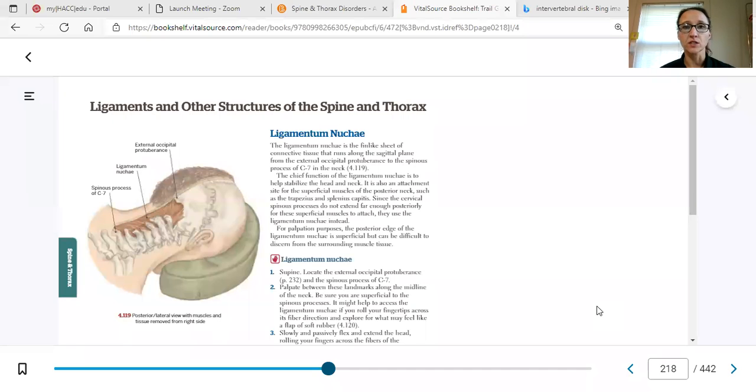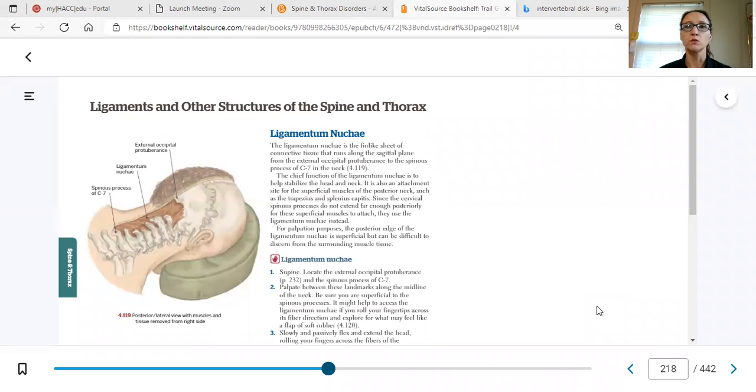Hi everyone. This video is going to be about the intervertebral discs and ligaments and some other structures within the spine. So let's start in our book. We're going to start with the ligamentum nuchae. I know we've already gone over the ligamentum nuchae, but it doesn't hurt to review. So this is page 218 in your book.